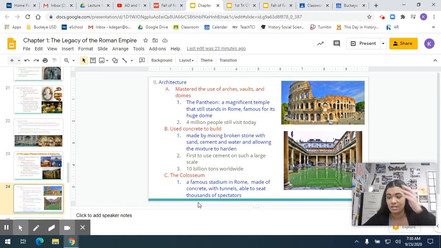We talked about this a lot in Engineering an Empire. You know what? I'm going to backtrack for a second. You don't need to write this slide down because you've already heard a lot of this. So I'm just going to review it. They were first to use cement on such a large scale, and 10 billion tons of cement is used worldwide today. And then the Colosseum holds thousands of spectators and is a model of what stadiums still look like today.